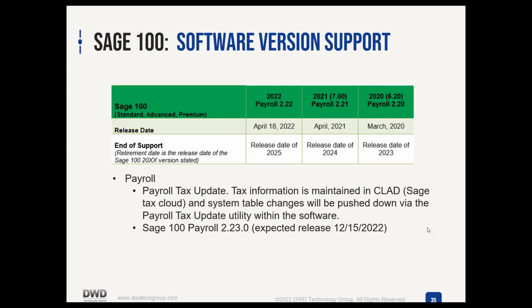As I'd mentioned earlier, the tax updates are all maintained in the updates that get pushed to you. We don't have to download those anymore, so Sage will notify you that there's a version available. Do you want to go ahead and install it? I just strongly encourage you to install it when it is presented.